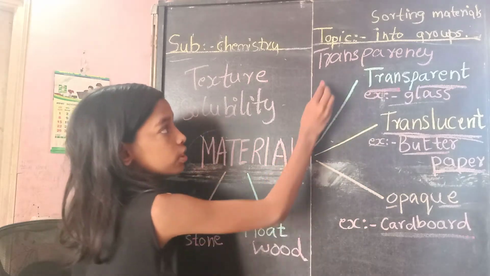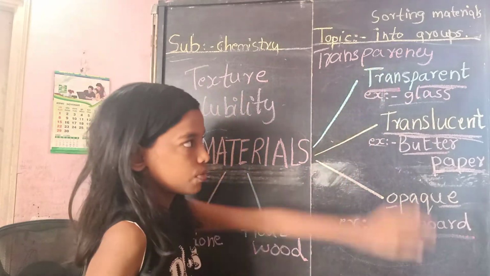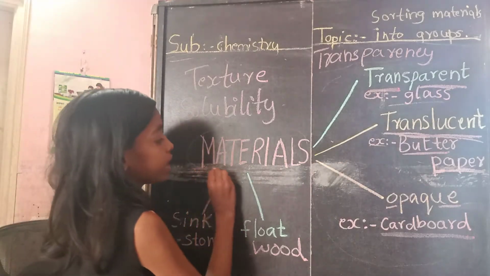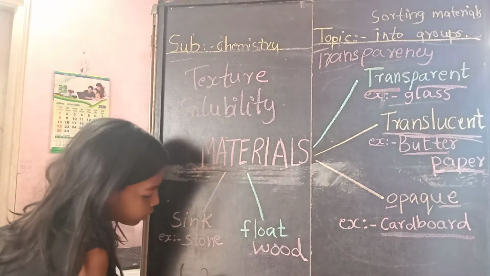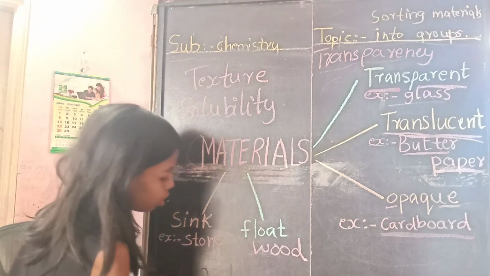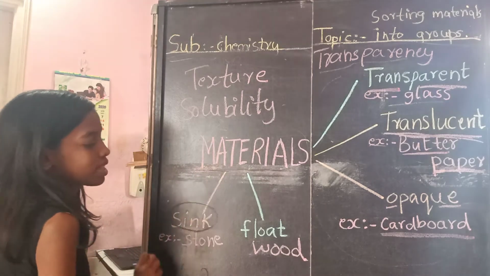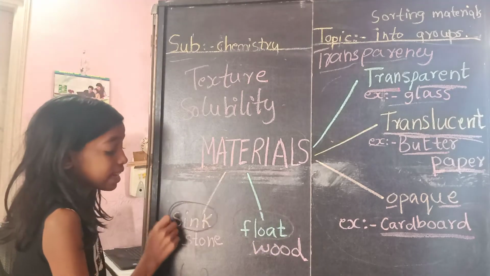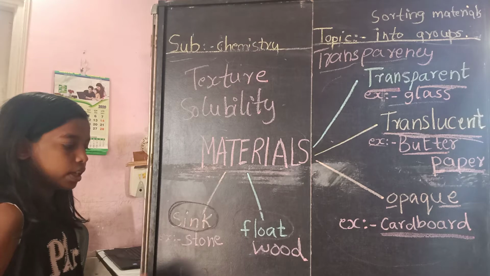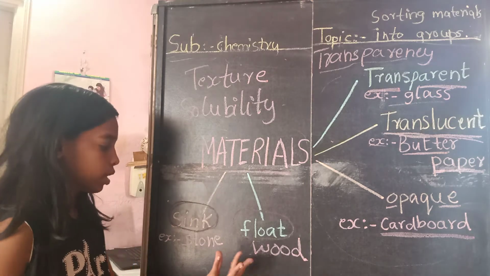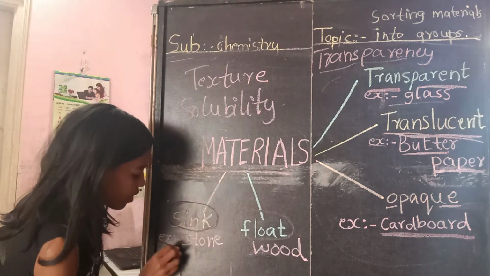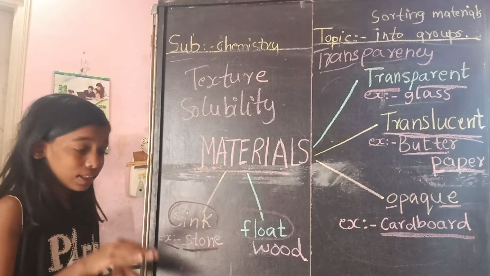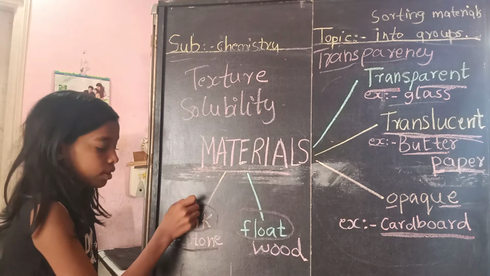Now we have seen the three types of materials based on their transparency: transparent, translucent and opaque. The next is the materials based on water. We have two types: sink and float. The materials which sink in water. If you take a glass of water and, for example, we have a stone, if you put a stone, it will sink in water. It will settle down. That is sink.